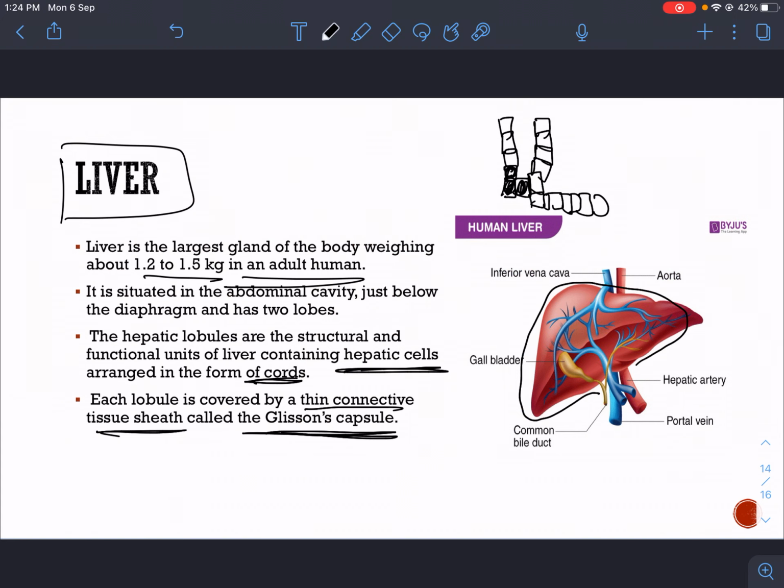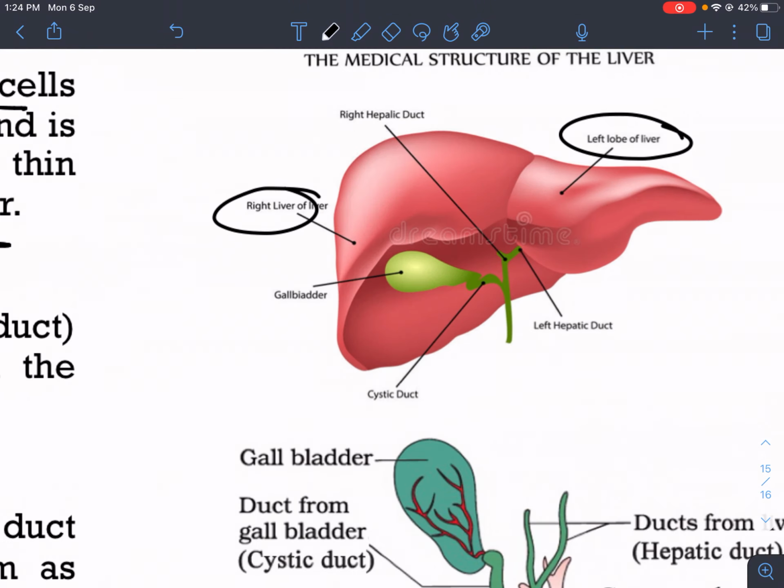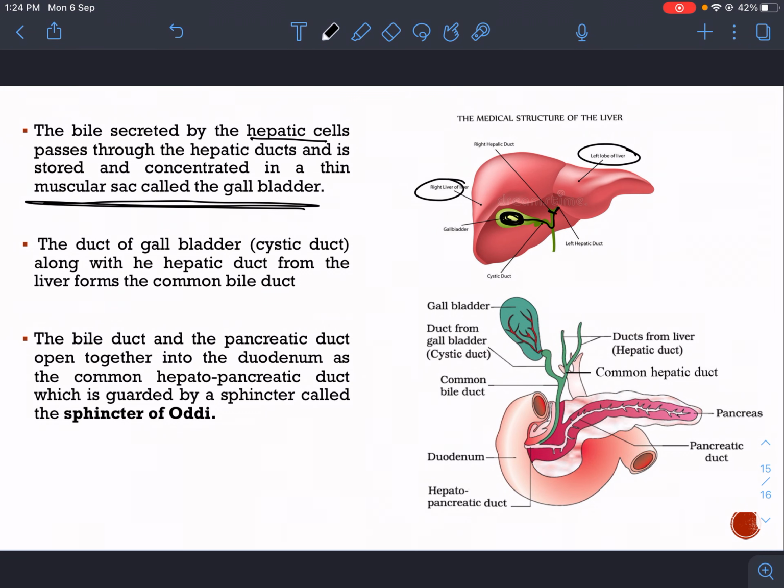These hepatic cells I was talking about, the bile passes through the hepatic duct and is stored and concentrated in a thin muscular sac called the gallbladder. So the hepatic cells will make bile, and it will pass from the liver, with the help of the hepatic duct, that is the left and the right hepatic duct, first to the gallbladder, where it will be stored and then concentrated.